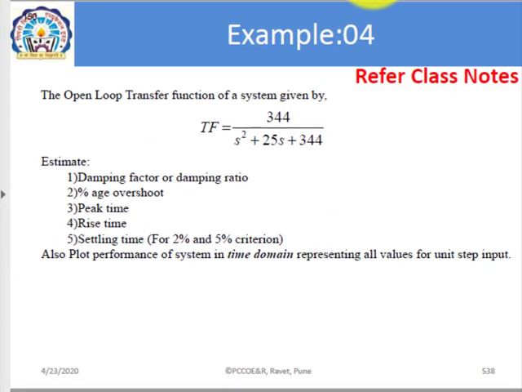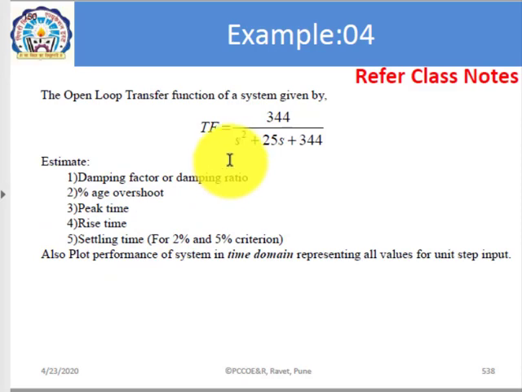Now let us take the next numerical, example number 4, wherein we are having a transfer function 344 over s square plus 25s plus 344. In this numerical we have to determine the specifications of the performance curve in time domain, like percentage of overshoot, peak time, rise time, settling time. We'll cross verify all these values by using MATLAB.